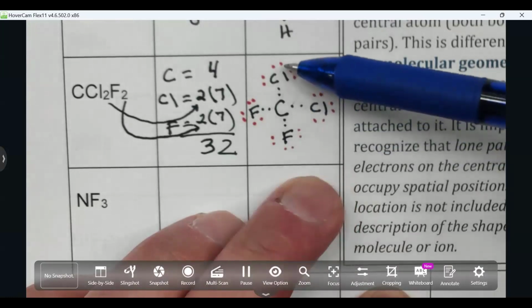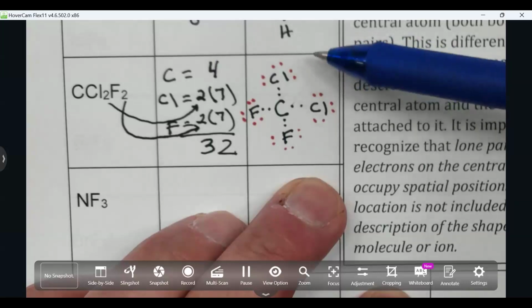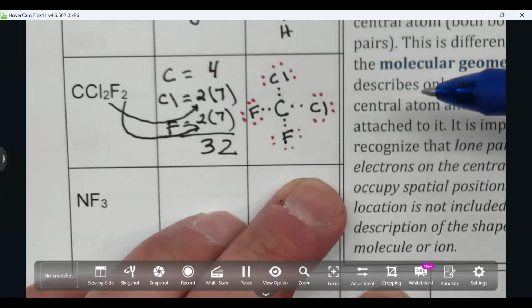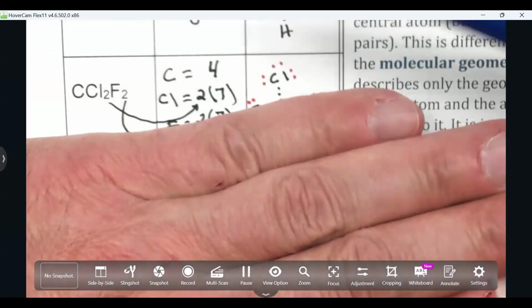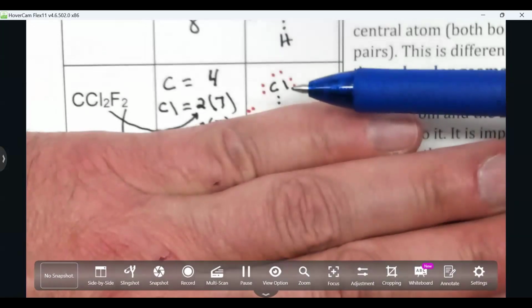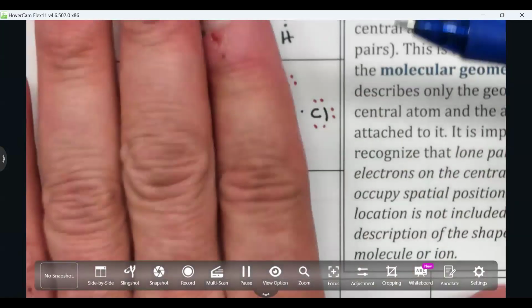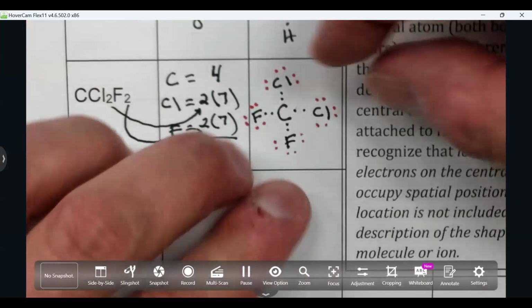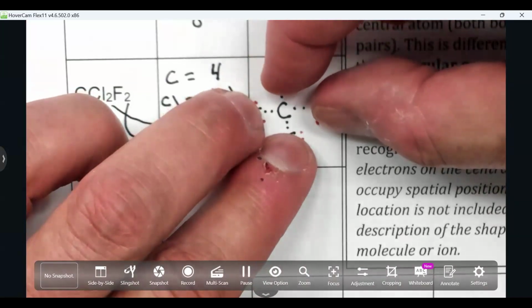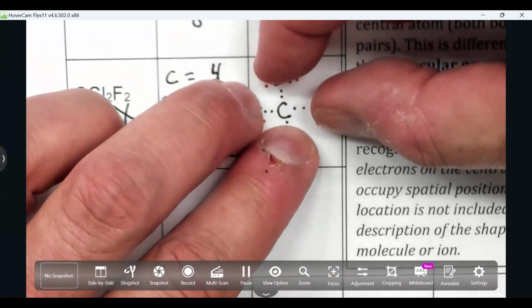Everybody's partying it up. Everybody's happy. Why is everybody happy? Everybody has 8 beers. I mean electrons. Everybody does, right? That chlorine has 8, yes? This chlorine has 8. And then carbon has 8, yes?